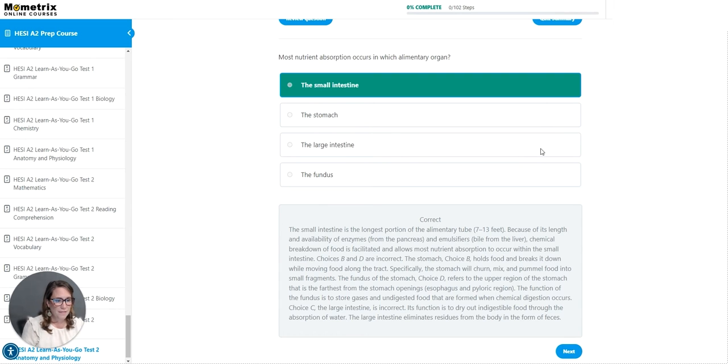And then we have the large intestine. This basically gets rid of all of your indigestible food, and it does absorb water, but not as many nutrients as your small intestine. And then choice D, this is the fundus. This just refers to the upper region of the stomach, so this really isn't an area where most nutrient absorption occurs.